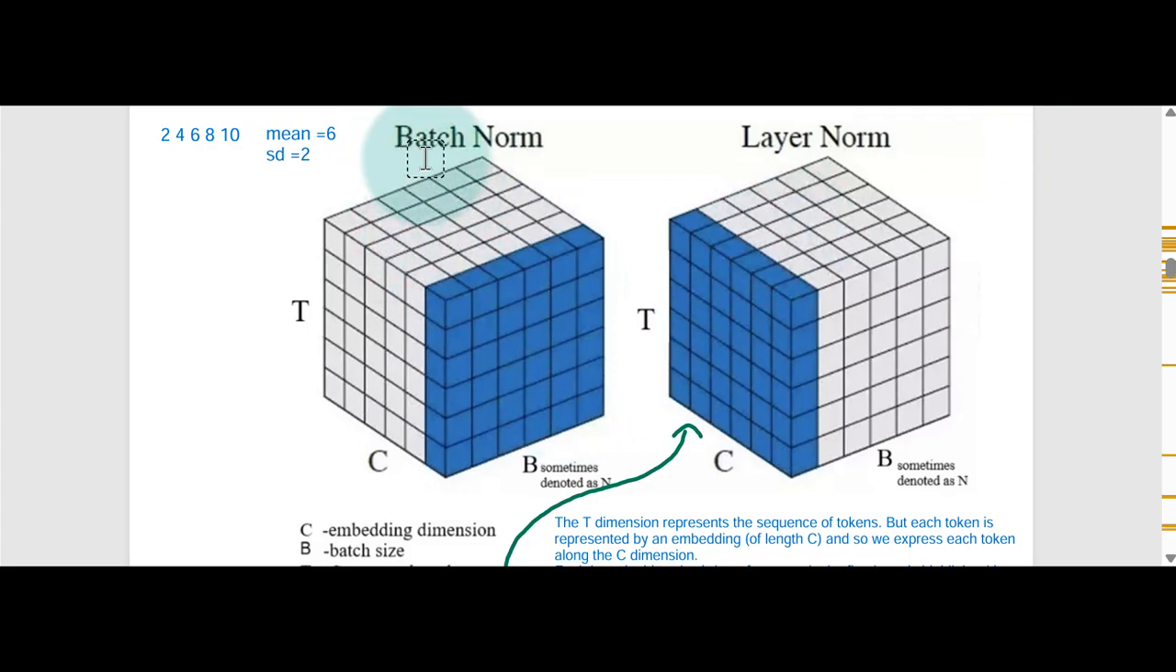So I'm trying to figure out why you call this one batch and this one layer, because I sort of think I would want to call this one batch, because this is the first batch, and this is the second batch, and this is the third batch, so I would want to call that batch norm. But they're calling this one batch norm. Why is that? I don't know. I'm not sure. It should be the opposite, it seems to me.